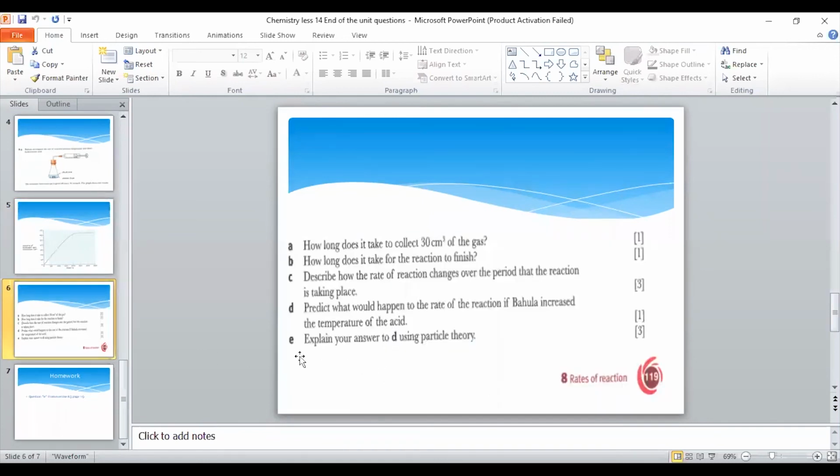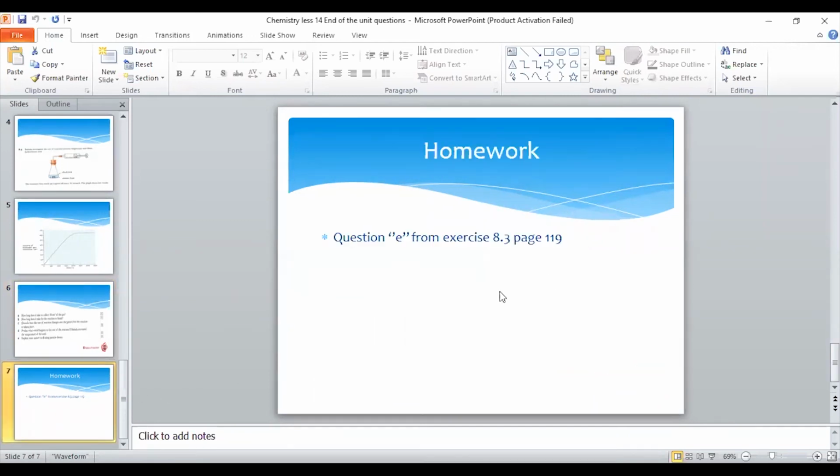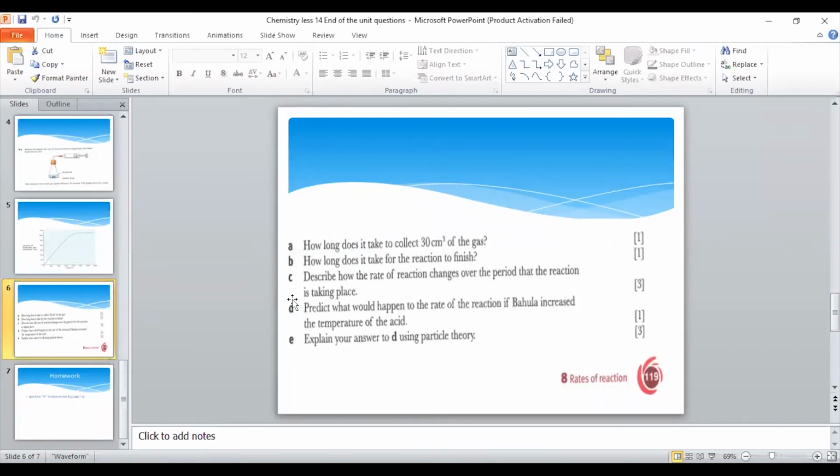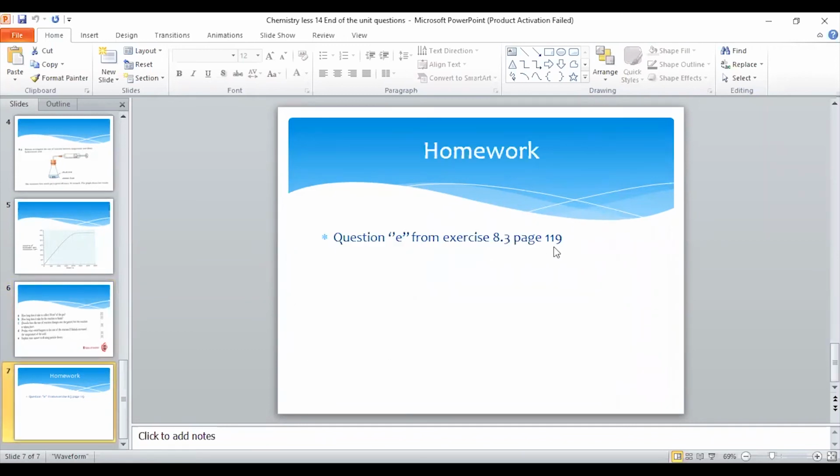So what does the other one say? Explain your answer using particle theory. Okay, so this is homework. We already answered part D and talked about the answer. You are going to explain this answer using particle theory as homework, in 2 to 3 sentences.